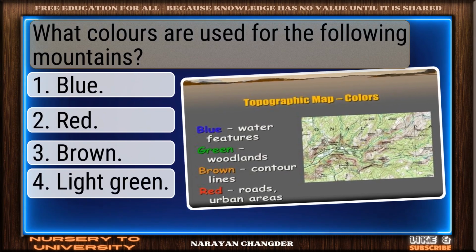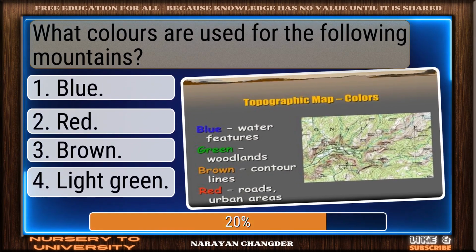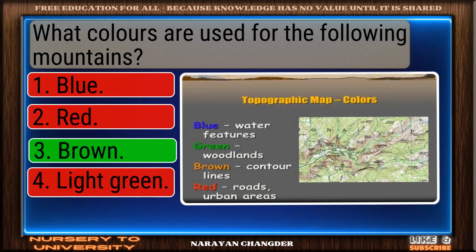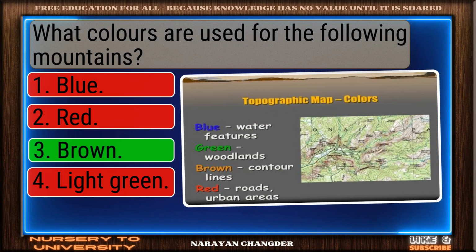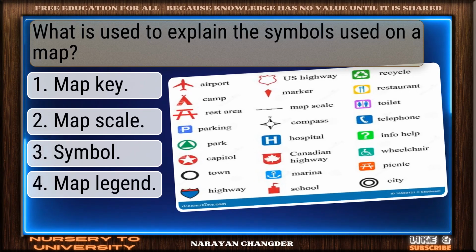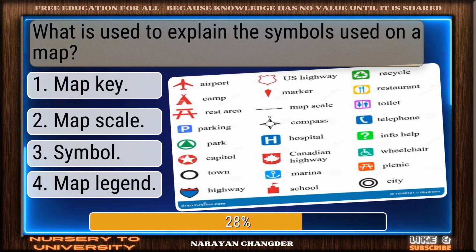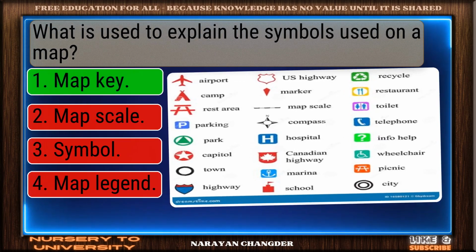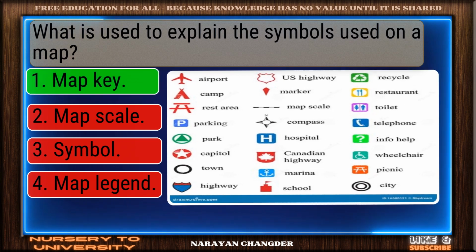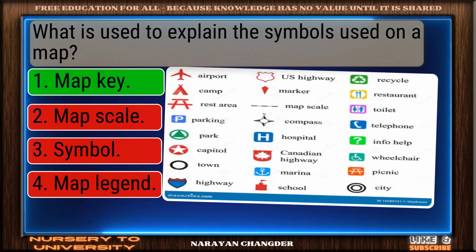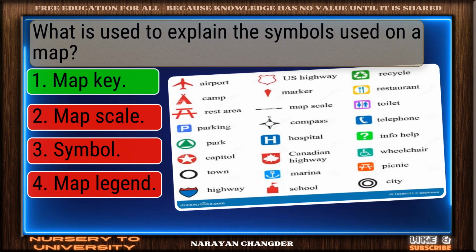What colors are used for the following mountains? Smart move. Brown is an accurate answer. What is used to explain the symbols used on a map? Clear logic. Your choice map key is sound and 100% true.